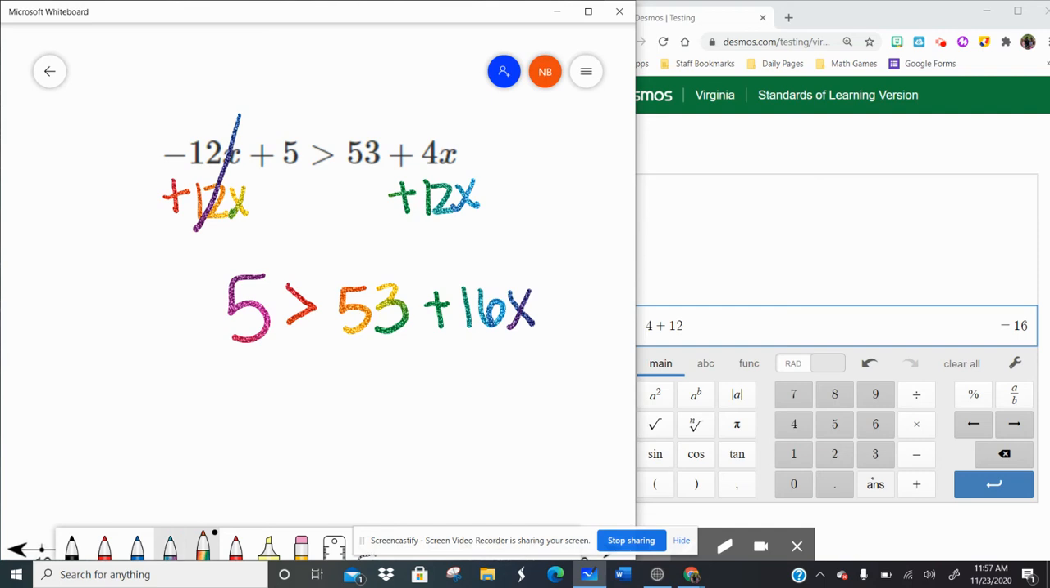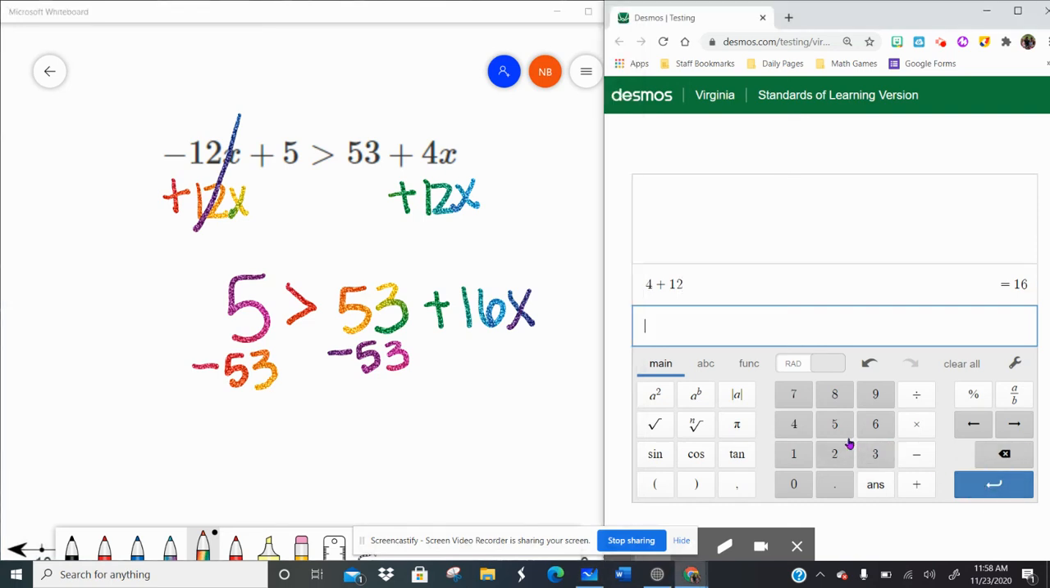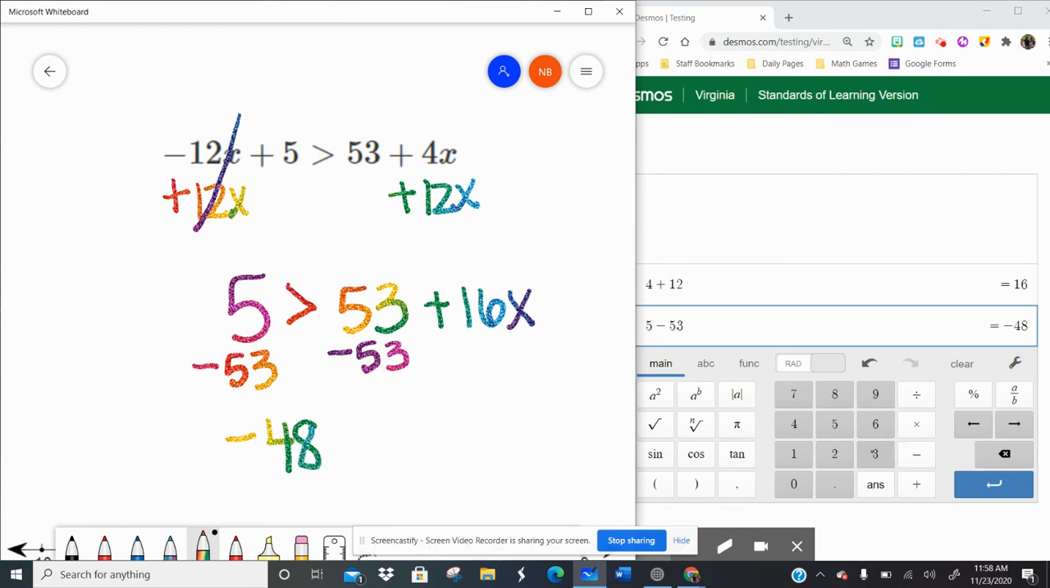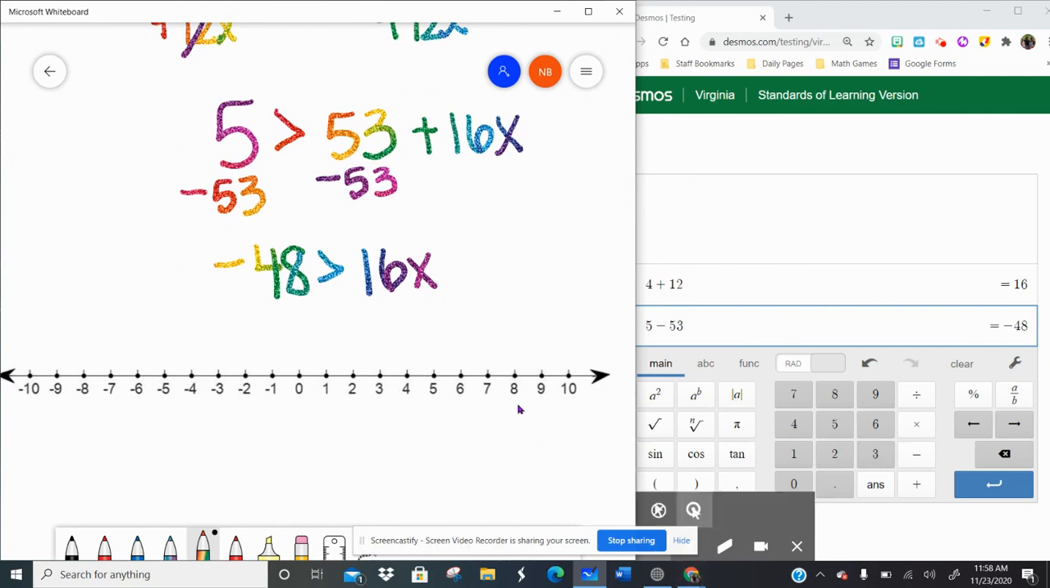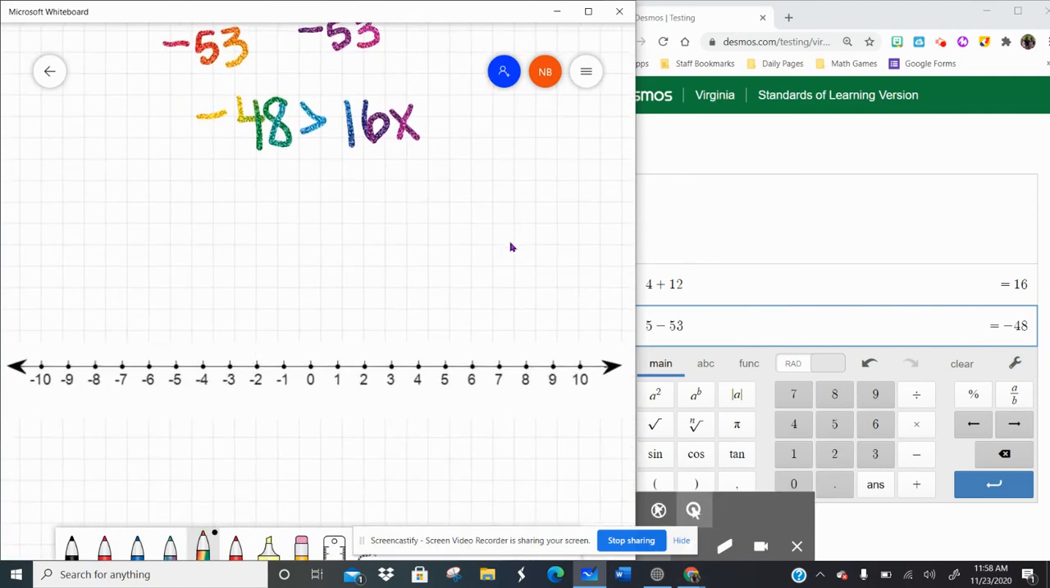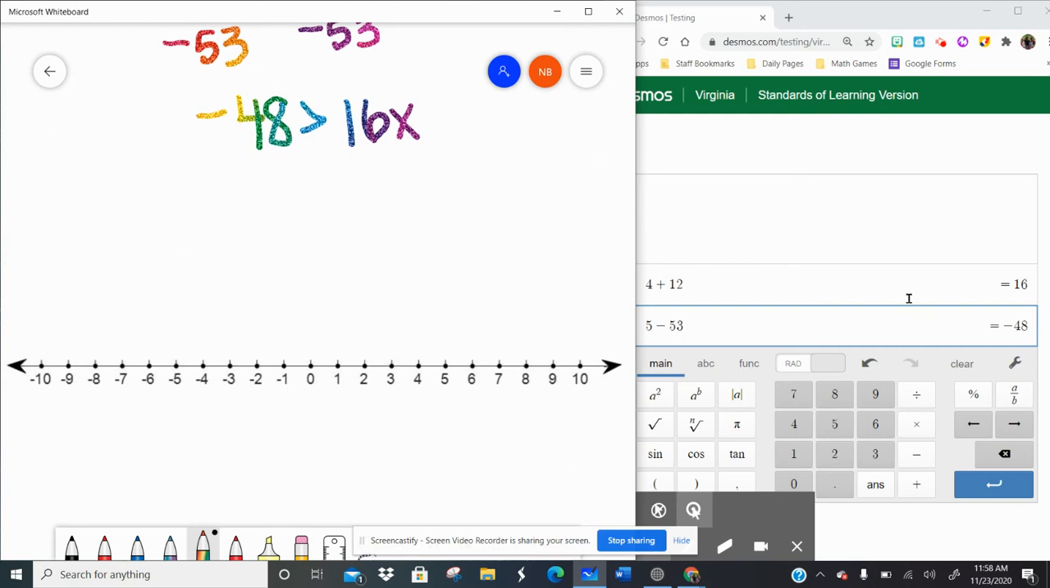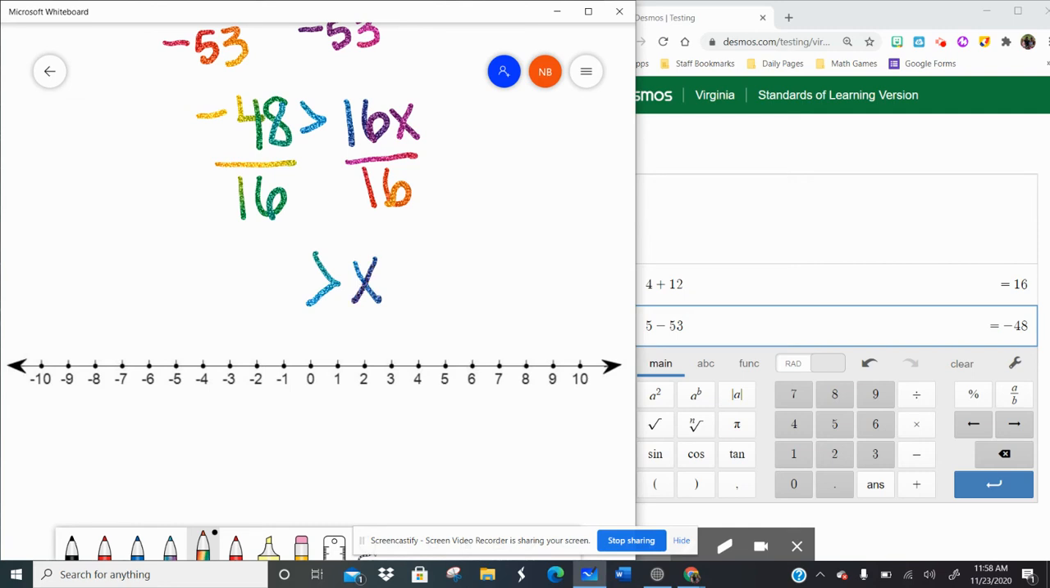All right, so now I have to move the constant. So I'm going to subtract 53 from both sides. Okay, so now 5 minus 53 is -48 is greater than 16x. All right, we're getting there, friends. So I'm going to divide each side by that coefficient. Now, I have a negative on the left, but I'm not dividing by a negative. So the inequality sign is going to stay the same. Remember, we only flip it if we divide or multiply by a negative.